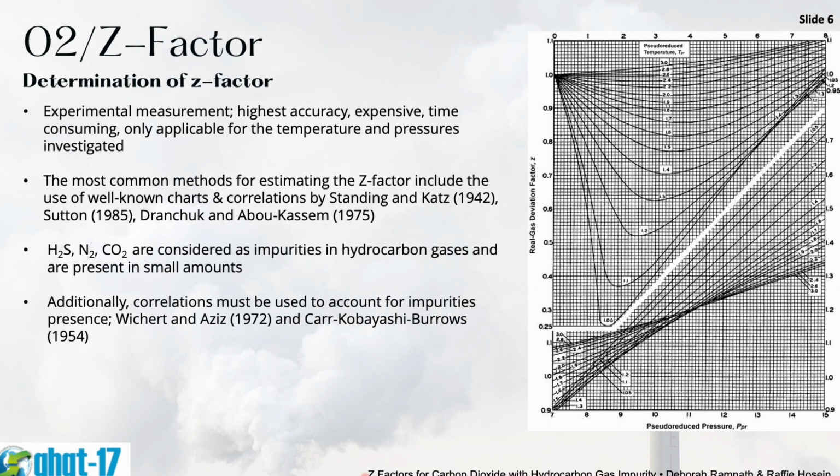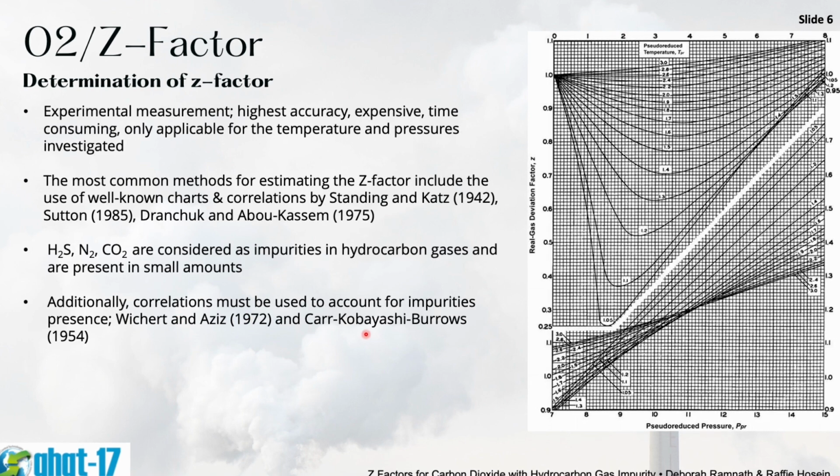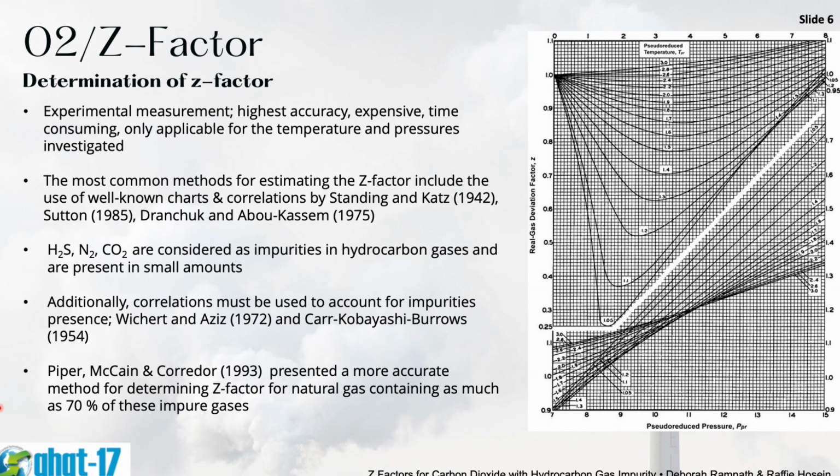In order to account for the presence of CO2 and other non-hydrocarbon gases in natural gas, additional correlations must be used. Such additional correlations will be those that were developed by Wichert and Aziz in 1972, as well as Carr, Kobayashi and Burrows in 1954. After reviewing these correlations and charts, a more accurate method for predicting Z factor for natural gas containing as much as 70% of these impure gases was developed by Piper, McCain and Corredor in 1993.